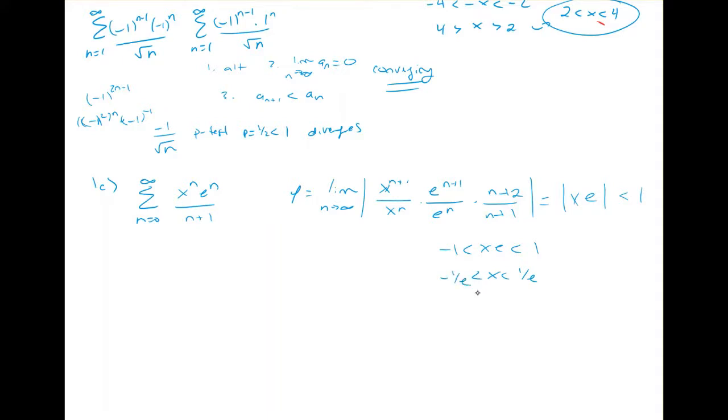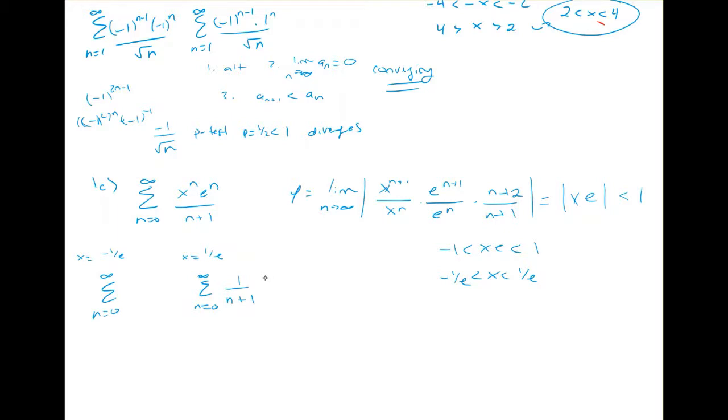Are we done? Of course we're not done. We have to plug in these 2 endpoints. So when x equals... So now what happens here is that this kind of gets fun. Because if you plug in, if you said, hey, if x is 1 over e, what does the numerator become? Well, if it's 1 over e to the n times e to the n, that just becomes 1 to the n. So 1 to the n over n plus 1.